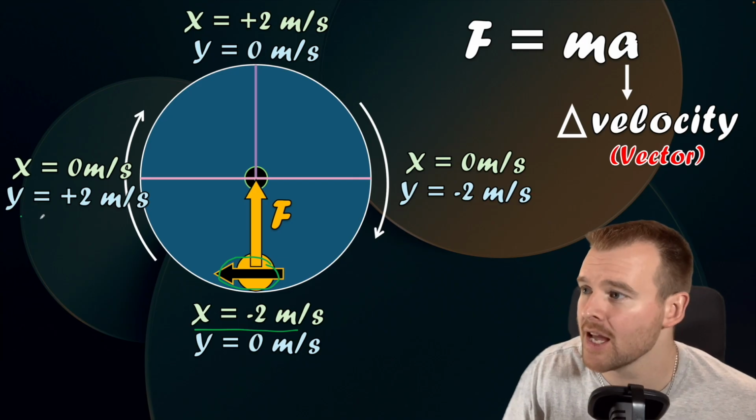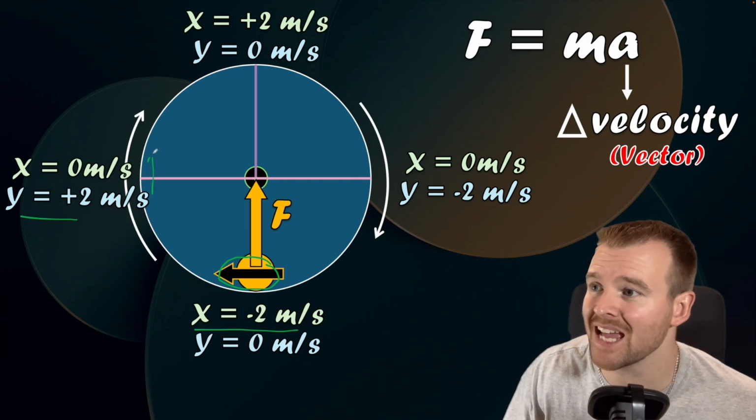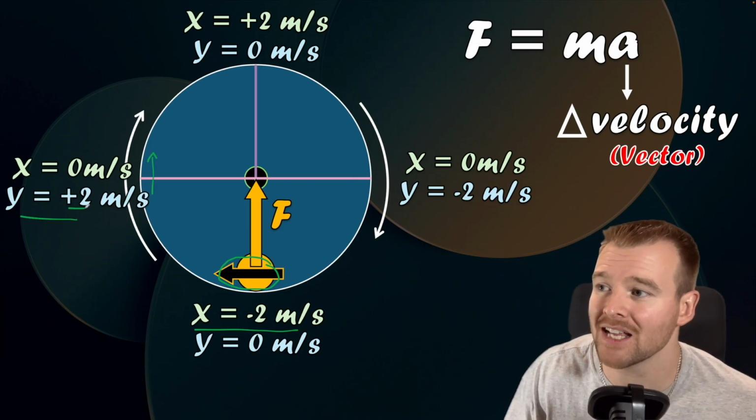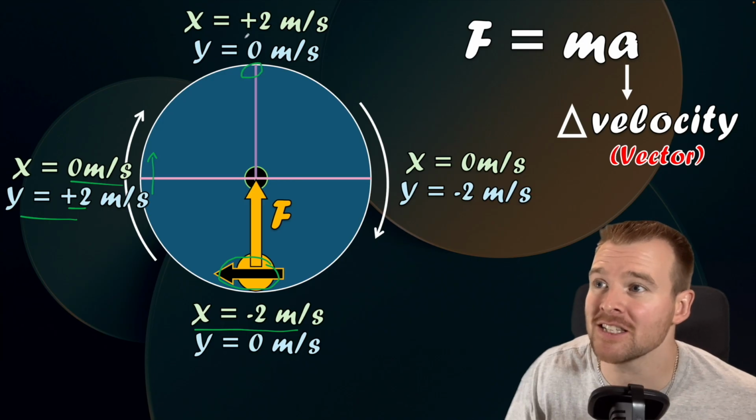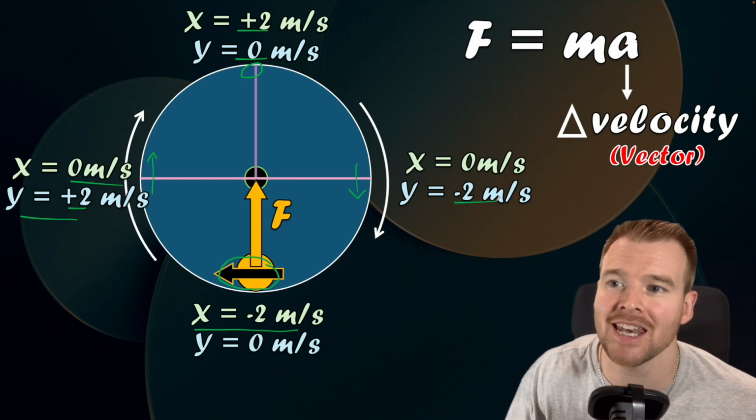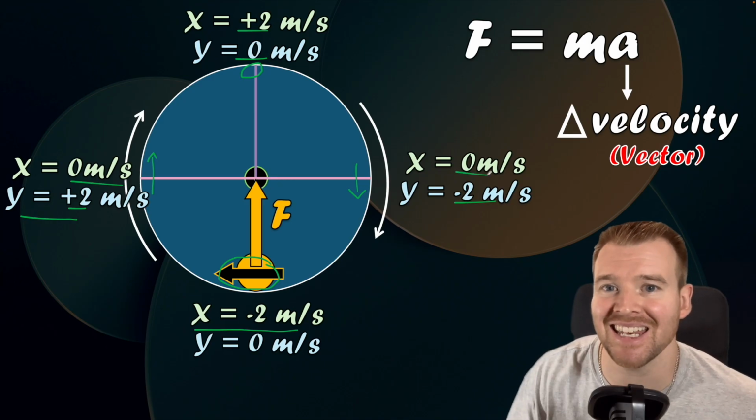Nothing up and down. Now we go over here, the velocity is directly upwards. So there's plus 2 in Y, but no motion side to side in X. And then over here in this location, we've got 2 meters per second to the right, nothing up and down. And in this location here, going down, negative 2 meters per second in Y, 0 meters per second in X.